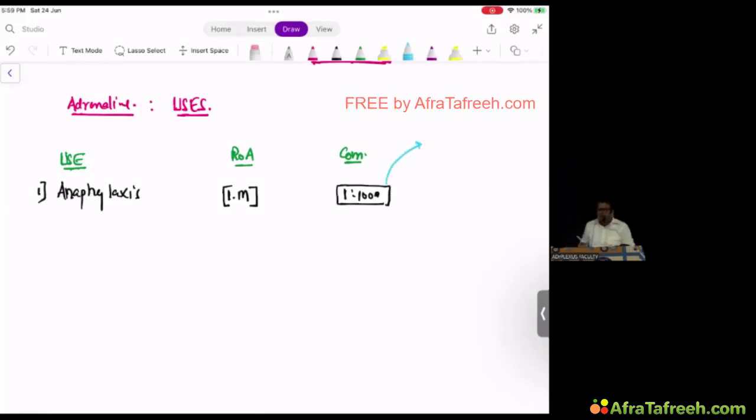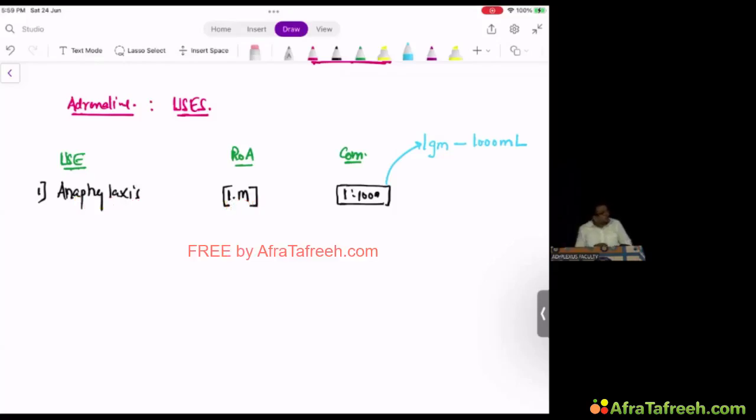What is the meaning of this 1:1000? You need to understand 1:1000. 1 refers to gram. 1 gram dissolved in 1000 ml. 1:1000 means 1 gram of adrenaline dissolved in 1000 ml of water, 1 gram in 1 liter. 1 gram is equal to how many milligrams? 1000 milligrams in how much ml? So this means 1 milligram per ml. That is the meaning of 1:1000.